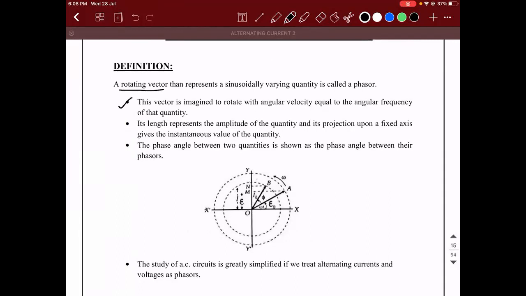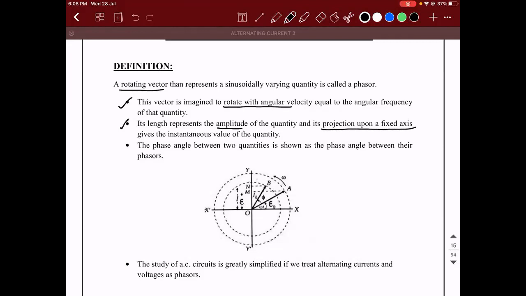First, there are some important points we keep in mind with respect to these phasors. The first one is, this vector is imagined to rotate with an angular velocity equal to the angular frequency of that quantity. Second, each vector has a magnitude, right? So the length, that is the magnitude of the phasor, will represent the amplitude of the quantity, and its projection upon the fixed axis gives the instantaneous value of that quantity.